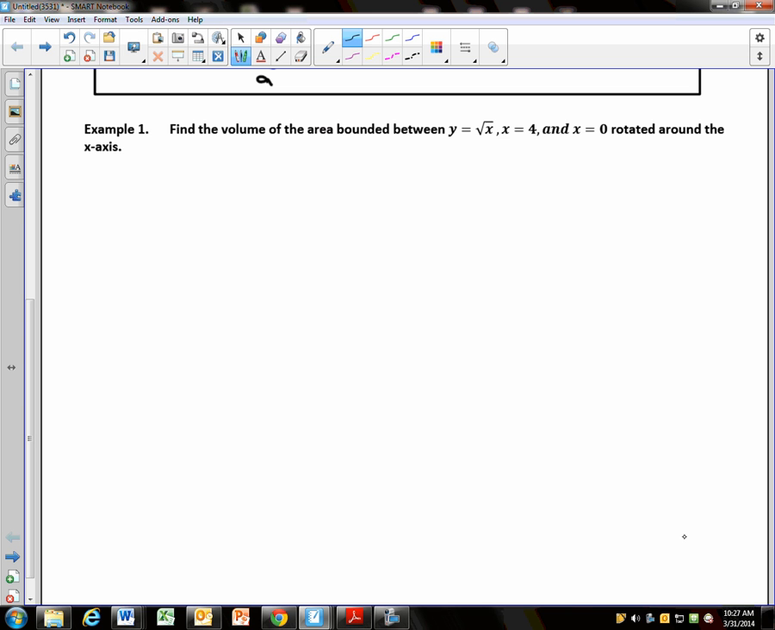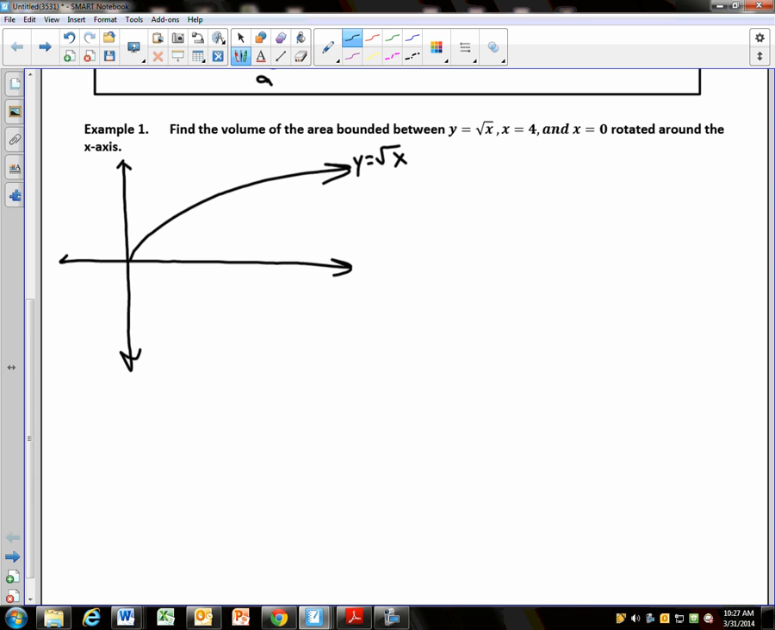Find the volume of the area bounded between these three pieces, and I'm going to rotate it around the x-axis. It's so important that you start by getting a correct drawing of the shape. We have y equals the square root of x. What does that look like? Sideways parabola, the top portion, very good. It's bounded by x equals 4 and x equals 0. Well, x equals 0 is right here. x equals 4 is right here.